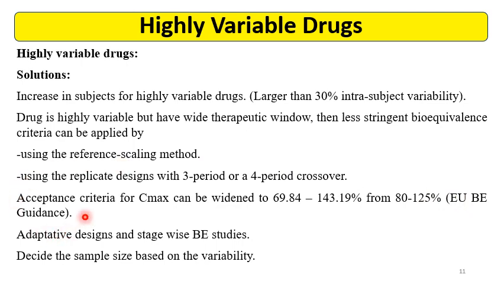Then another solution is adaptive designs and stage-wise BE studies. Adaptive designs and stage-wise BE studies are required to be written into the protocol, and then these studies can be executed. Also, whenever going into the bioequivalence studies, there should be a firm and judicious decision for sample size, and this sample size should be based on the prediction of the variability in the BE studies. So that is the anticipated variability. Also, the sample size should be set considering the dropouts.